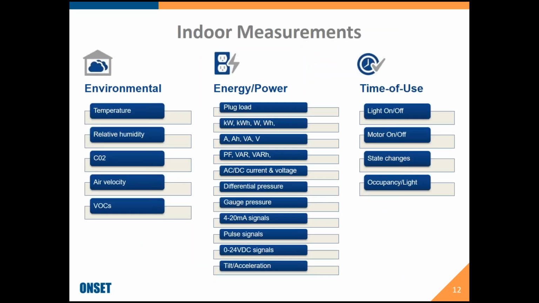Indoor measurements that we provide for environmental would be temperature, of course, relative humidity, CO2, air velocity, and volatile organic compounds, if you wanted to measure those. For measuring in the energy area, you have kilowatt hours, amp hours, power factor, AC and DC currents and voltages, differential pressures, pulse signals, 0 to 24 volt signals, then tilt and accelerations.